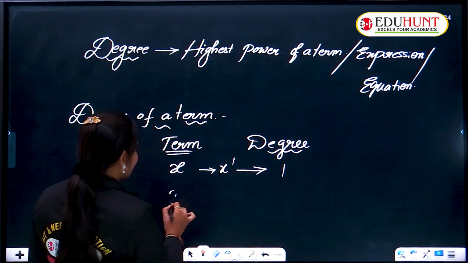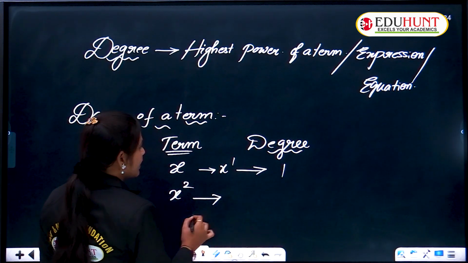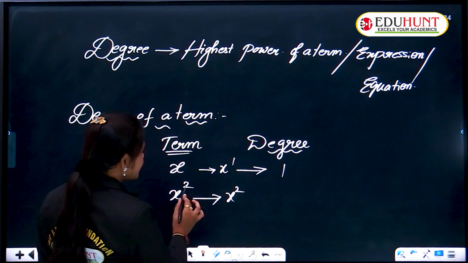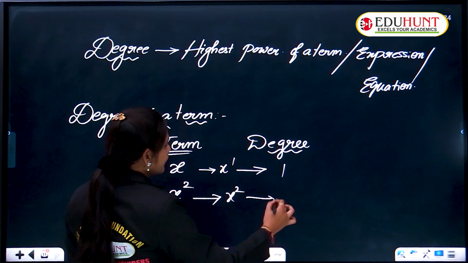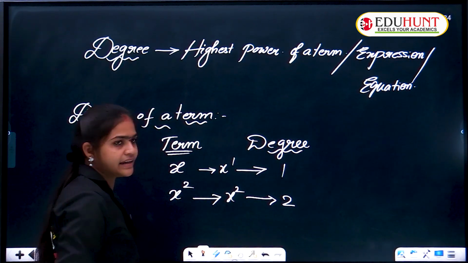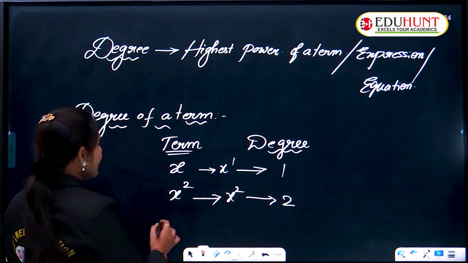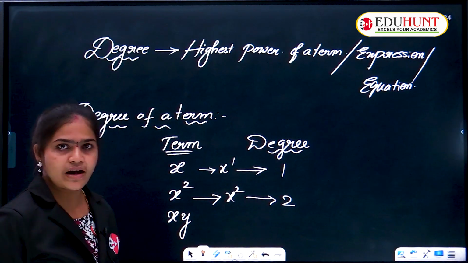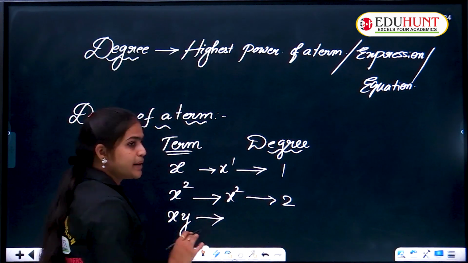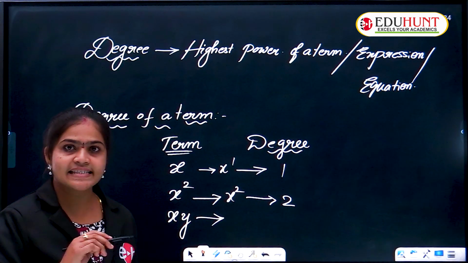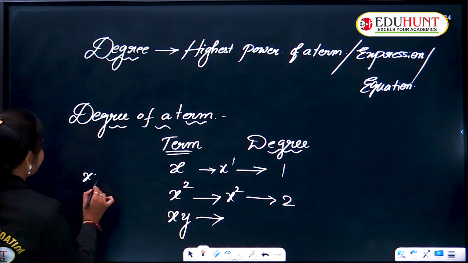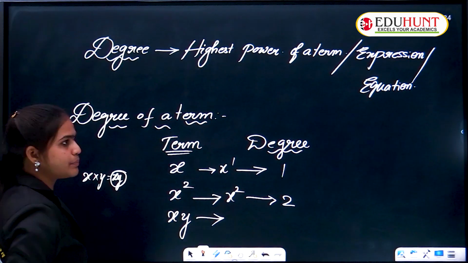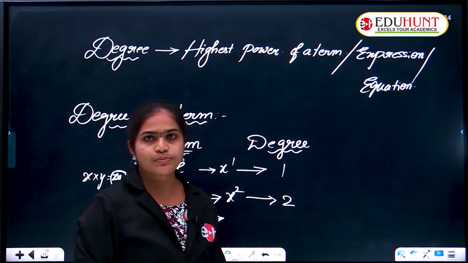Now x square is there. Square is already given, so what is the degree here? 2 is the degree. Next, for example, xy. xy means multiplication: x into y is equal to xy. So this is one of the terms. Am I clear to you? xy is one of the terms.